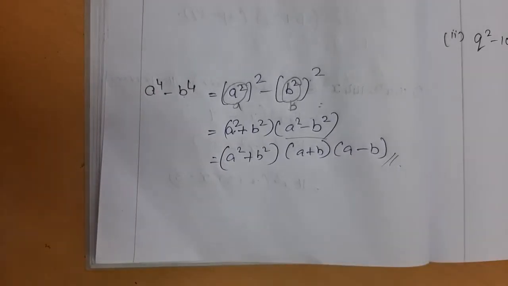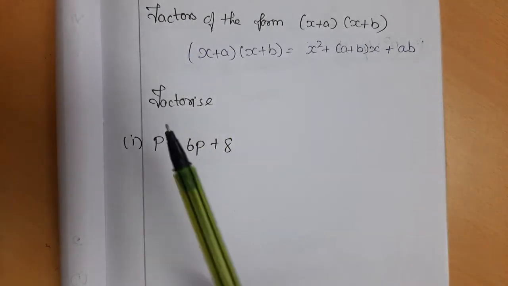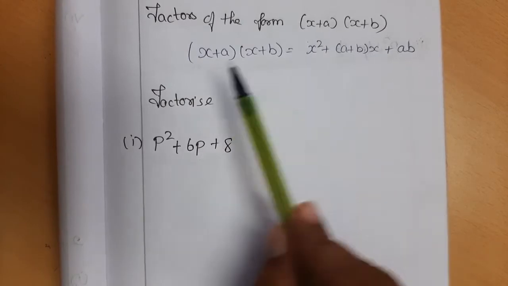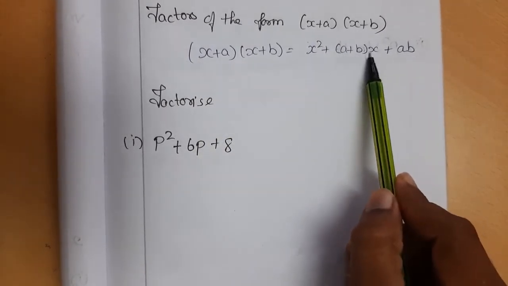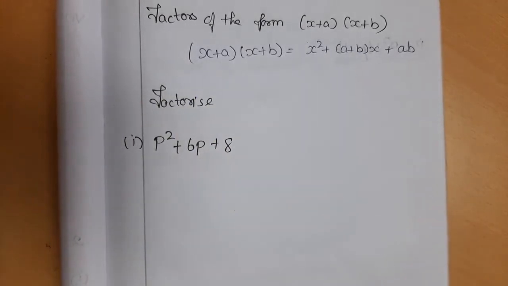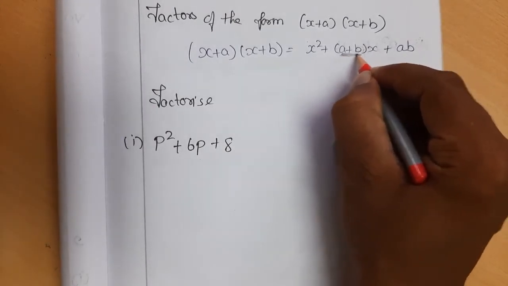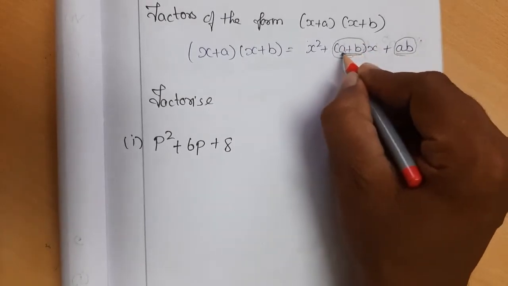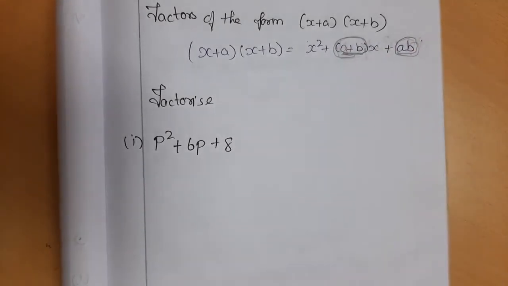Clear? Thank you. Students, today we are going to find the factorization using the identity x plus a into x plus b. We know that x plus a into x plus b is equal to x square plus a plus b times x plus ab. So factorize in this form. Kindly note it down: it is in the a plus b and it is in the a into b. So we have to find the two numbers which, if we add, give this middle coefficient, and if we multiply, give a into b.